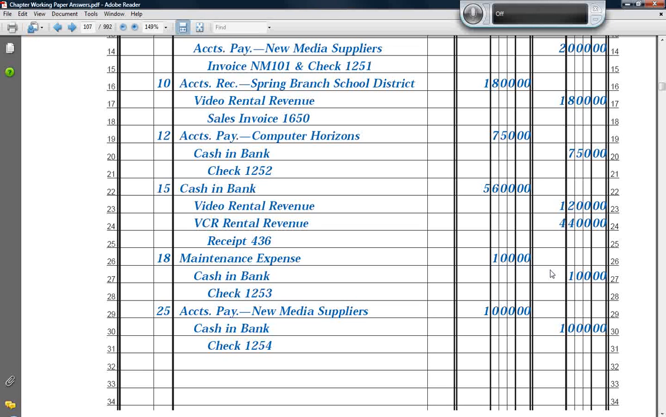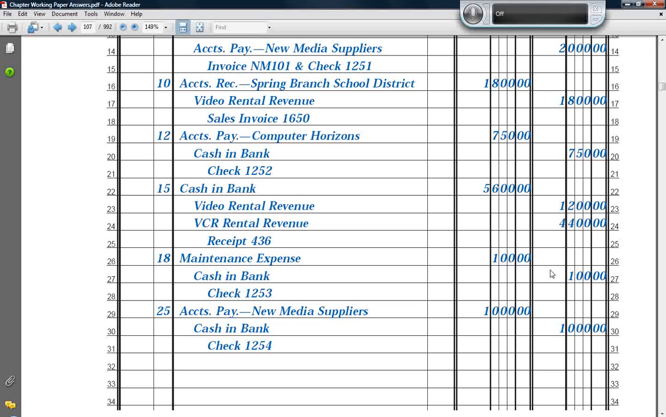On the 12th, we issued check 1252 for $750 to Computer Horizons for the amount owed to them. We're making payment on account. We owe Computer Horizons money. To decrease accounts payable, it's a debit. I'm reducing what I owe. I debit accounts payable, Computer Horizons $750. I credit cash and bank $750, and the source document is check 1252.